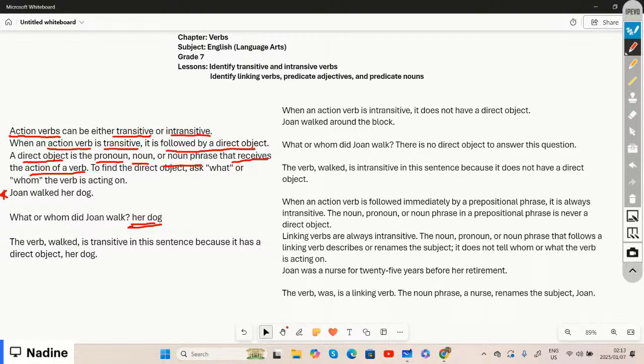All right. So that is our transitive verbs. When a verb is transitive, it is followed by a direct object. The direct object within that sentence is either a pronoun, a noun, or a noun phrase that receives the action of a verb. So we need to ask ourselves what the verb is acting on, so, what or whom it is acting on.